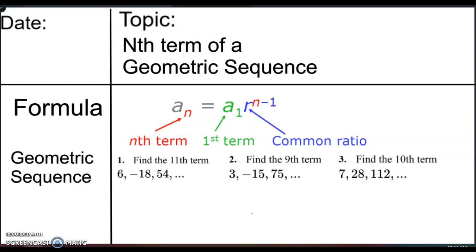So here we have some geometric sequences. In number one, it says find the 11th term. The first term is 6, the next term is negative 18, and the next term is 54. That was the first, second, and third. What would the 11th term be? We're going to use this formula to do it. I'm going to zoom in right now and work these out.